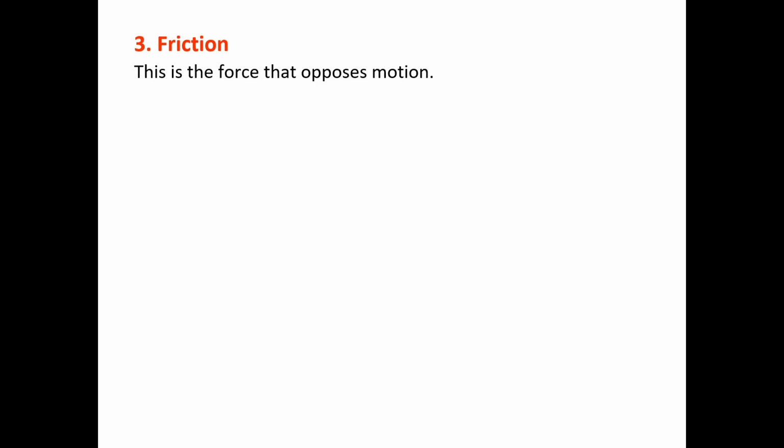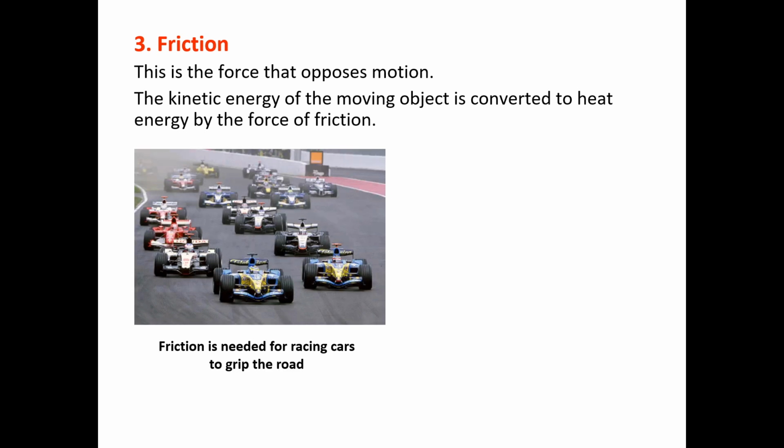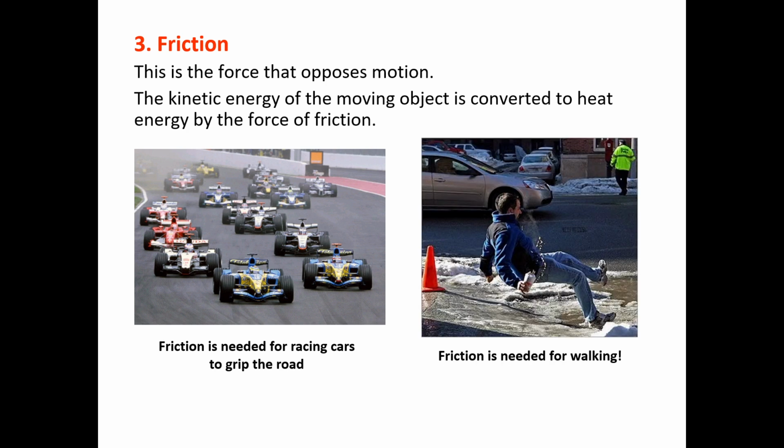Now, friction appears throughout physics examples and situations, and it opposes motion. The kinetic energy of a moving object is converted to heat energy by the force of friction. Friction is needed for racing cars to grip the road, but it's also needed for walking. Sadly, that person's fallen over because of lack of friction. Sometimes we get into our head that friction is always negative, but it is really useful, and allows us to do lots of things.